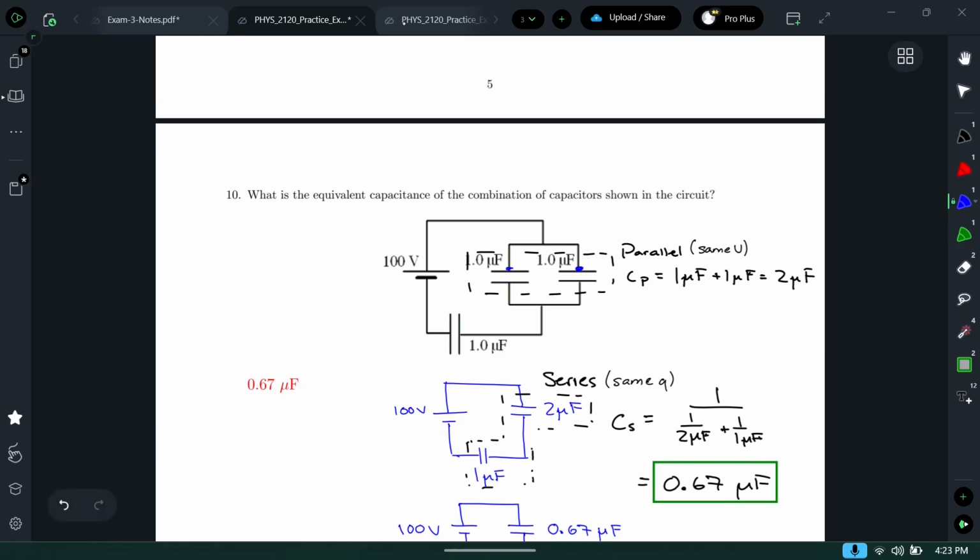Let's see. So if you've got charge that's leaving the battery, you'll have some go this way, some go this way, and then off of each plate, you have some come off and go onto that one. So I would say yes, the total charge leaving the battery is what ends up on the capacitors.